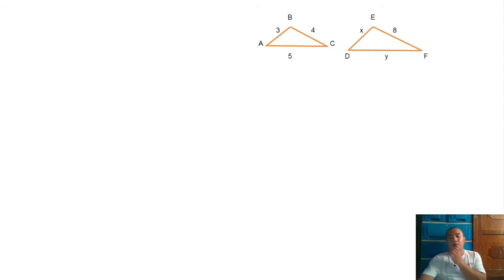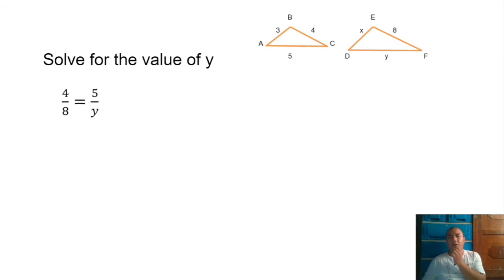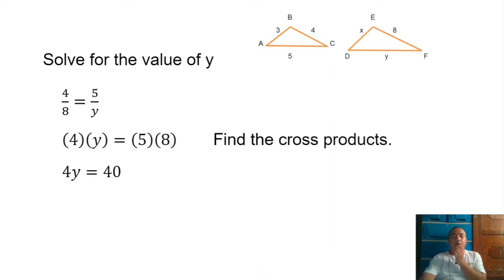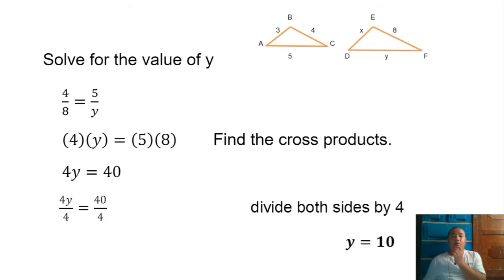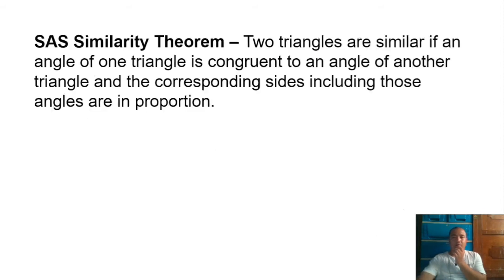How about the value of y? Solving for the value of y, we have the equation 4 over 8 equals 5 over y. Then by cross multiplication, 4y equals 40. Then divide both sides by 4, y is equal to 10. Therefore, x equals 6, y is equal to 10. So, ganun lang kasimple. Knowing that two triangles are similar, then their corresponding sides are proportional.